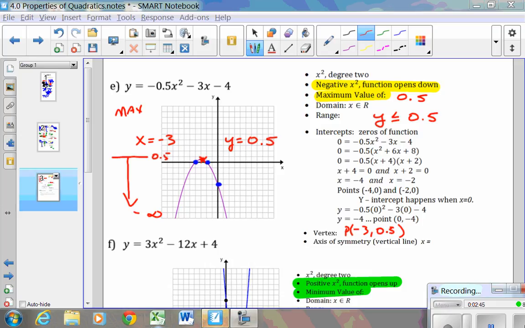Axis of symmetry. Where is the line that completely cuts this graph in half? Again, it's a vertical line, so we talk about it being an x equals line. Because it always goes through the vertex, the line is x equals -3. So again, that vertex is a hugely important point to us. It gives us either the maximum or minimum value of our function, and it tells us where the line of symmetry is as well.